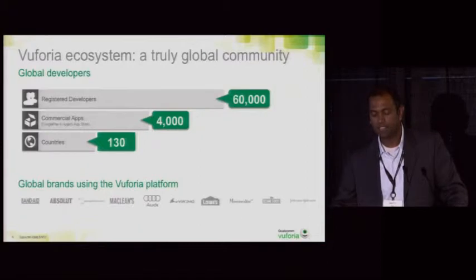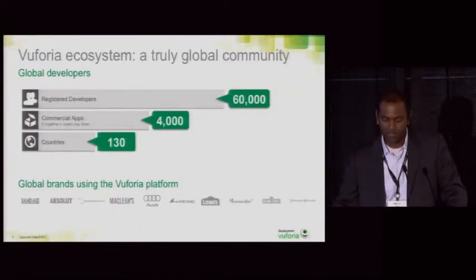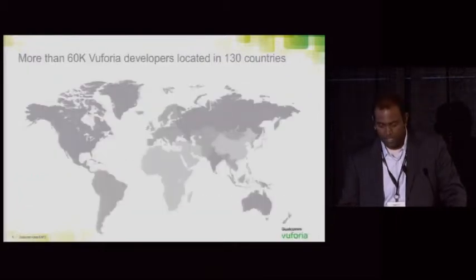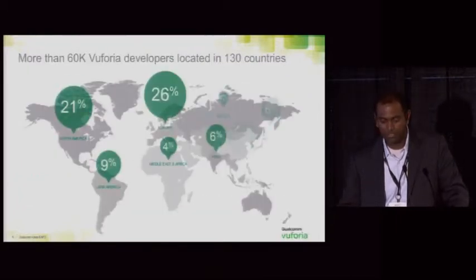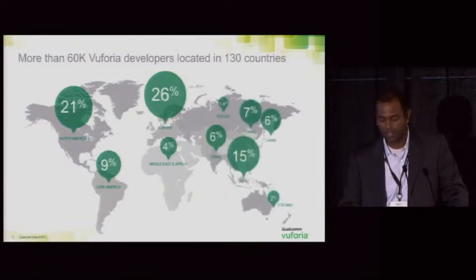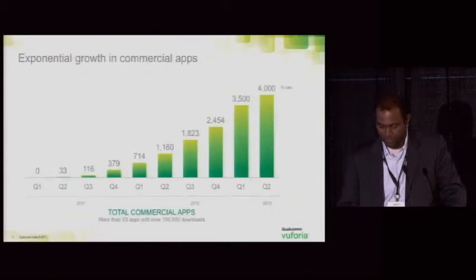So, a quick look at the ecosystem. Today we have more than 60,000 developers, and more than 4,000 applications have been built on both Android and iOS in 130 countries, with a list of big brands using the platform. It's a growing community, and that's really the most important takeaway here. It's a very engaged community. Our developers are global, in pretty much every part of the world, but with nice large chunks in Europe and North America.